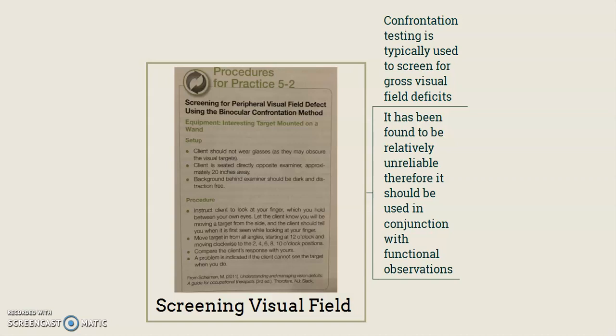And then confrontational testing is typically used to screen for gross visual field deficits. It has been found that it is relatively unreliable, therefore it should be used in conjunction with functional observation.